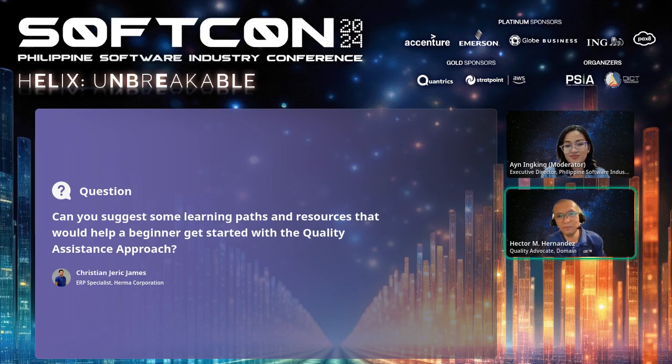Now, how about the question? Well, we used to be four QAs in a team. Now there is only one quality advocate in a whole team. What happens to the other three?